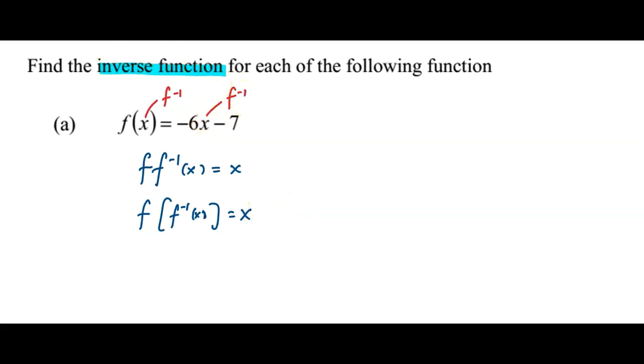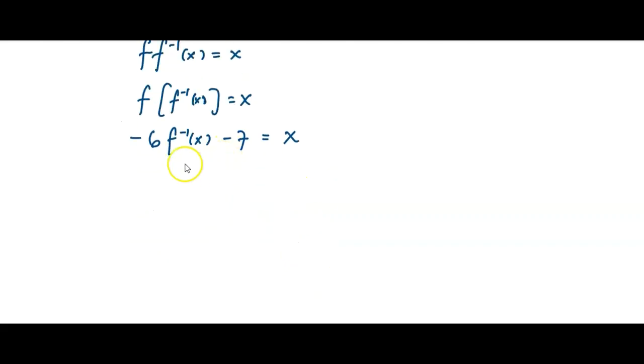So my f inverse will be equals to -6 f inverse minus 7, because this x has been replaced by f inverse, and this is equals to x. Alright, then I'm going to find the f inverse, so I will try to make my f inverse the subject. Here I have x plus 7 divided by -6. Alright, so this is your f inverse.